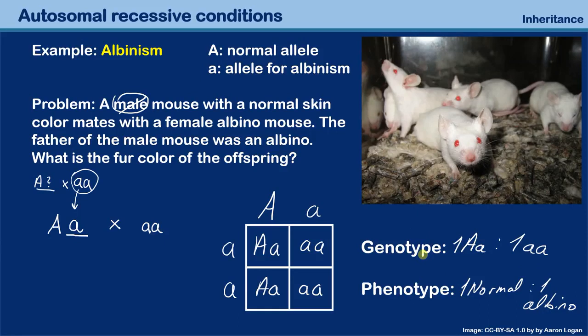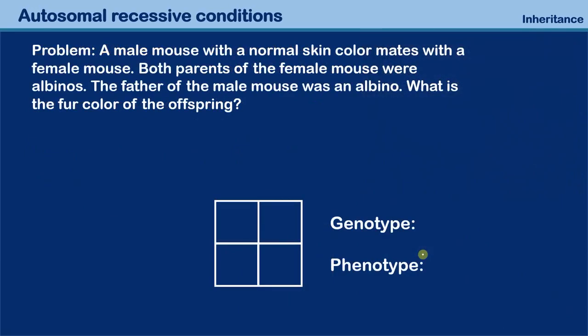And we move on now to a second example relating to albinism. Over here, a male mouse with a normal skin color mates with a female mouse. Both parents of the female mouse were albinos. The father of the male mouse was an albino. What is the fur color of the offspring? Again, we do the same thing. Male or female is not so relevant. The male mouse with a normal skin color, we must have a dominant allele over here. We don't know the second one yet.